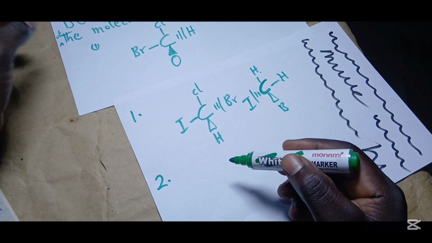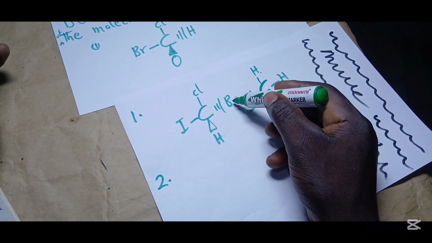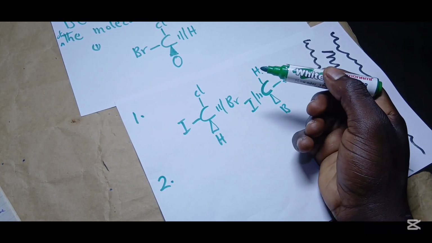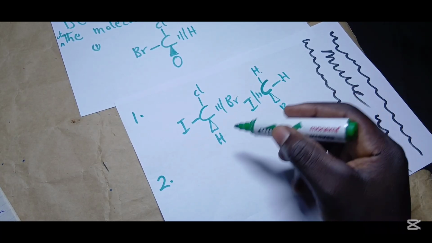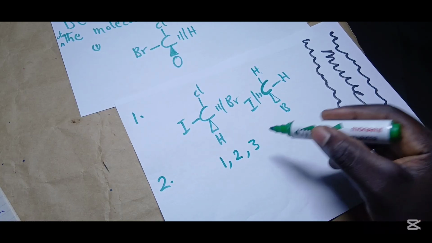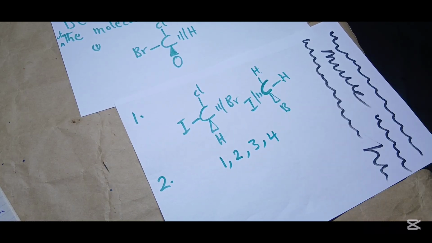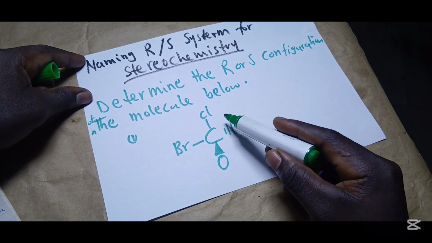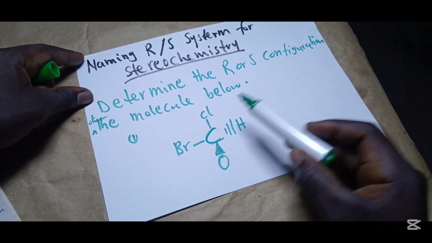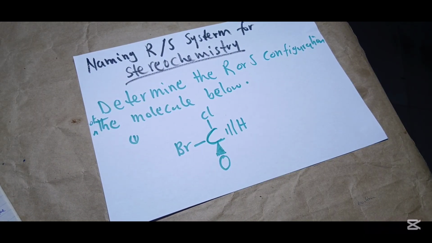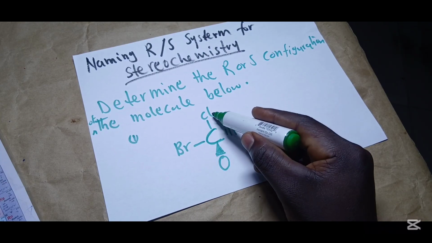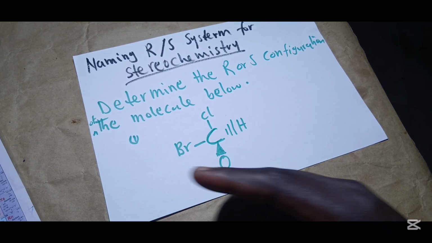indicate priorities. The atoms around the carbon, you number them according to their atomic number. The one with the highest atomic number takes 1, the next one takes 2, and the next one takes 3, and the last one takes 4. So let's give priorities to this chiral carbon. We have chlorine and bromine. Bromine has higher atomic number as compared to chlorine. So priority number one.